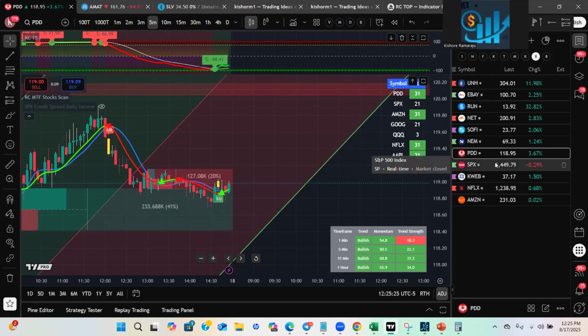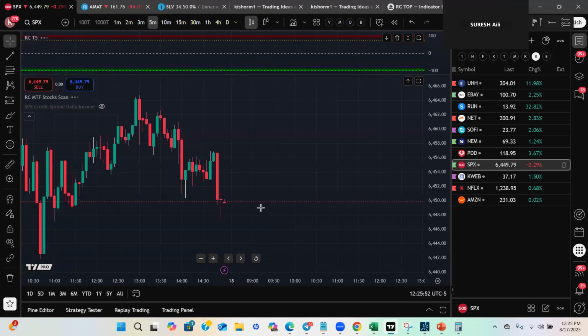Yeah, for any naked selling, you need a lot of capital, right? Its price is 6,450, so to sell one contract you need $64,500. So yeah, you cannot do a naked call, it is very risky with SPX. So you always do a credit spread or debit spread, then your risk is less. Okay, got it.